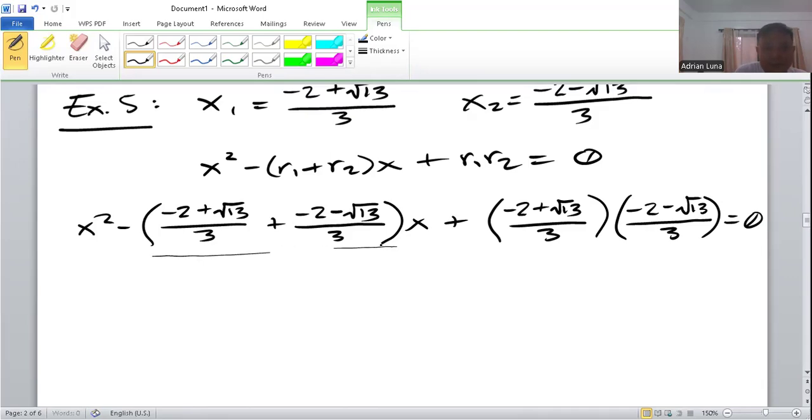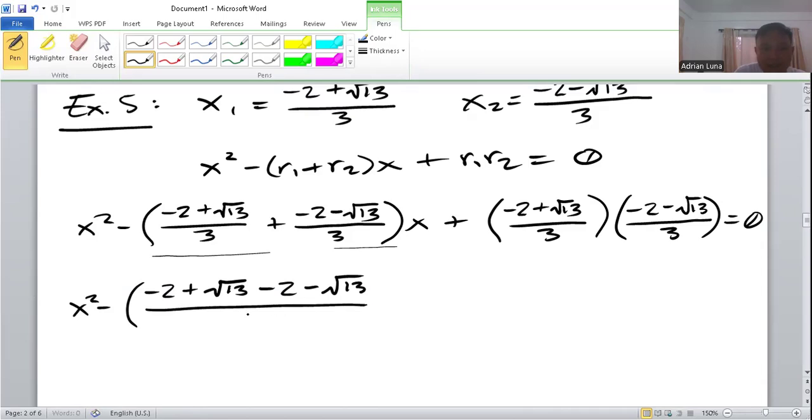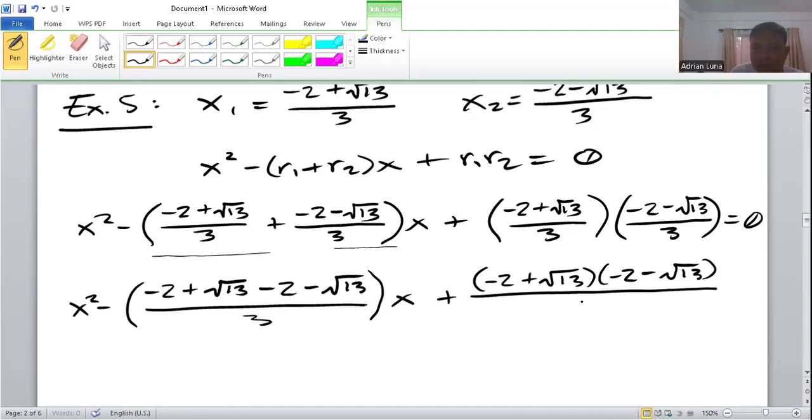Add muna natin to. Since they have the same denominator, negative 2 plus square root of 13, pag nagpa-plus ka ng similar fraction, yung numerator, yung signs hindi mag-change, negative 2 minus square root of 13 all over 3 x plus, eto, we multiply yung numerators and denominators, negative 2 plus square root of 13 times negative 2 minus square root of 13 all over 3 times 3 is equals to 0.